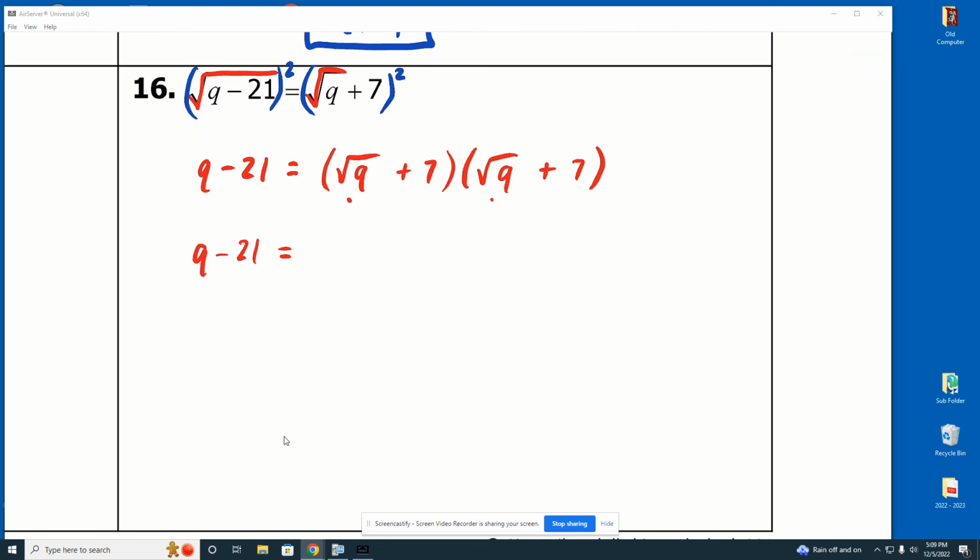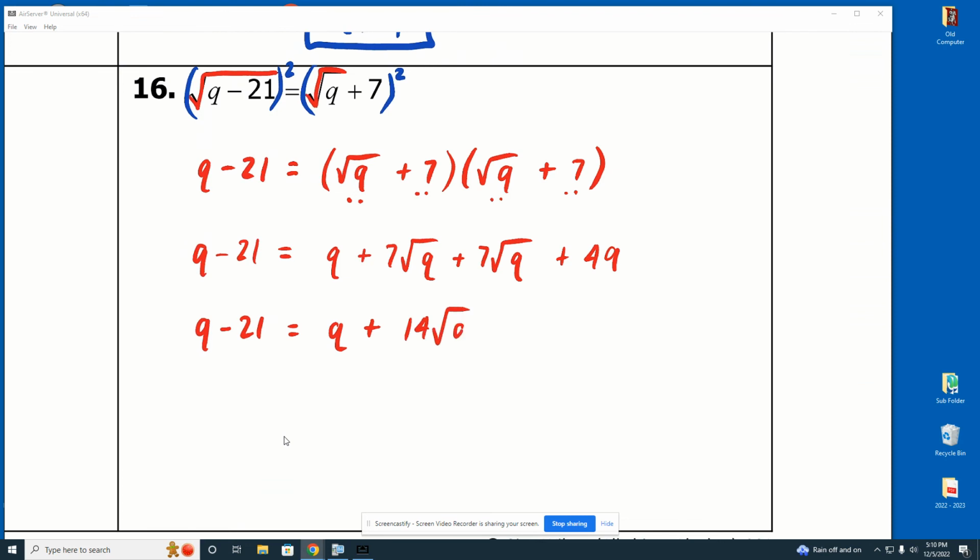And again, let me change colors because I need to. Then we've got square root of q times positive 7. That's positive 7 square root of q. Remember, I can't multiply that 7 into that radical. Then positive 7 times square root of q, another positive 7 square root of q. And then finally, positive 7 times positive 7 is positive 49. Now, right here, I can take the 7 square root of q plus 7 square root of q, since they have the exact same radical, and combine that to make it plus 14 square root of q. And then, of course, the plus 49.